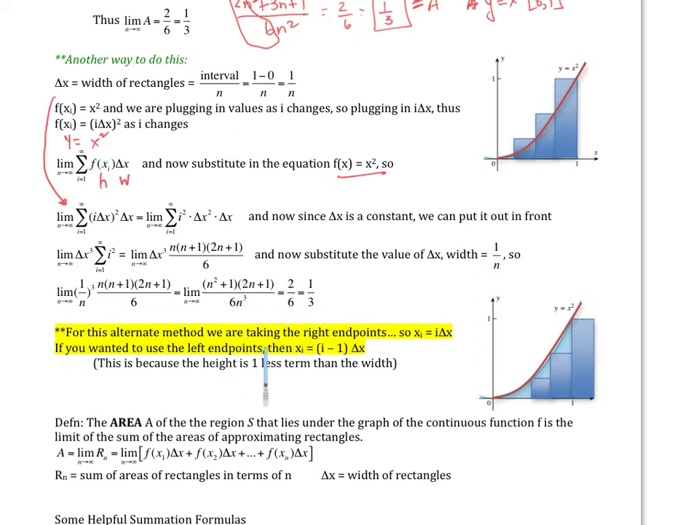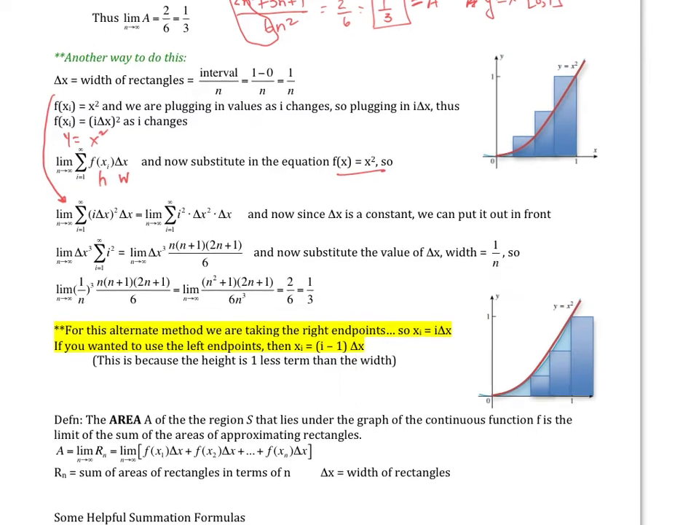Now, on this alternate method, I'm taking right endpoints. If I were to use left endpoints, then it would be this value, i minus 1. It shifts it back, right? Because if I said 1/4, like we did in the first one, that would put me at 1/4. But if I wanted to go back to 0 and use left endpoints, I would have to say 1/4 minus the 1/4. So in this case, I would have to say i minus my first iteration to get me back to 0. That would be left endpoints.